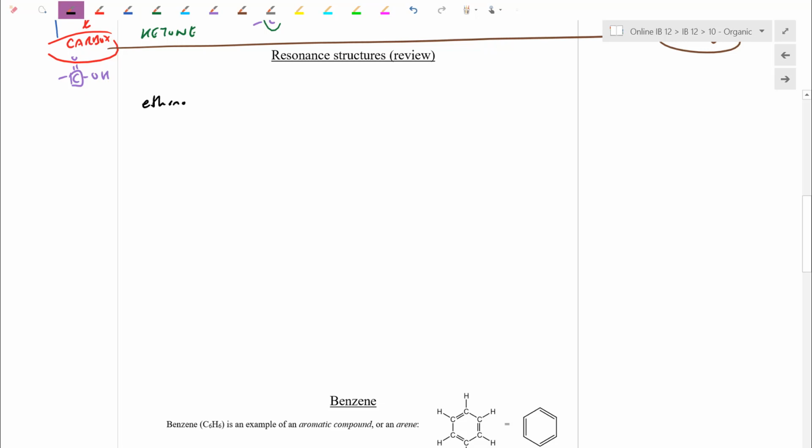So let's just do, for argument's sake here, ethanoic acid. Whenever it's eth, it means that there's two carbons. The oic acid tells you there's a carboxylic acid. You should fairly easily be able to draw this one here: CH3C double bond O OH.